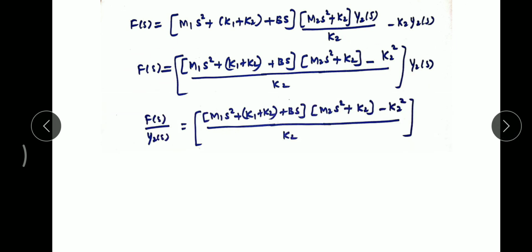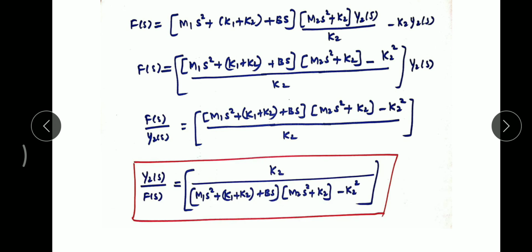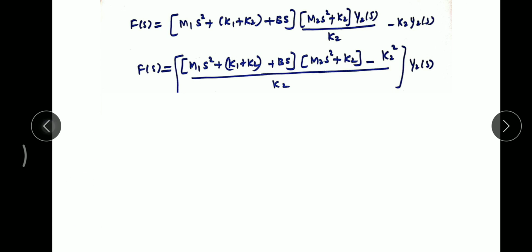We can bring the Y2 of s to the left side. This is the resultant equation, but what we need is Y2 of s divided by F of s. That is the actual transfer function. So what we need to do is reciprocate this equation, and we will get this equation. This is Y2 of s divided by F of s. I mean this is the transfer function of the given system, that is k2 divided by (m1 s square plus k1 plus k2 plus bs) into (m2 s square plus k2) minus k2 square. This is the transfer function of the given system.